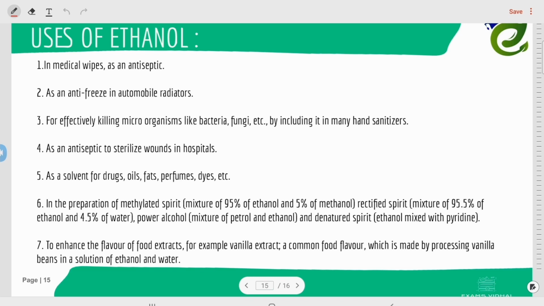As a solvent for drugs, in the preparation of methylated spirit, a mixture of 95% of ethanol and 5% of methanol, rectified spirit, a mixture of 95.5% of ethanol and 4.5% of water, power alcohol, a mixture of petrol and ethanol, and denatured spirit, ethanol mixed with pyridine. Pyridine is a benzene ring substituted with nitrogen. To enhance the flavor of food, for example, vanilla extract. What is vanilla extract? We use vanilla essence while preparing cake in the baking industry. A common food flavor which is made by processing vanilla beans in a solution of ethanol and water.